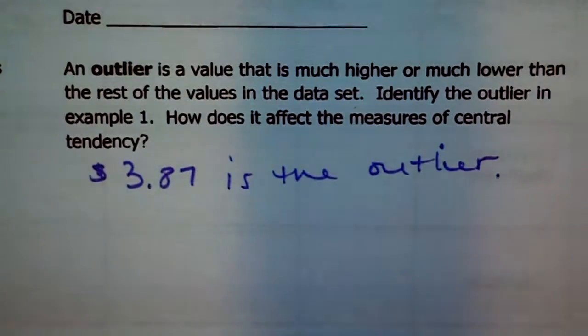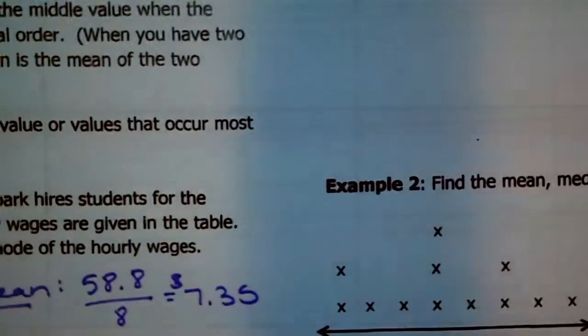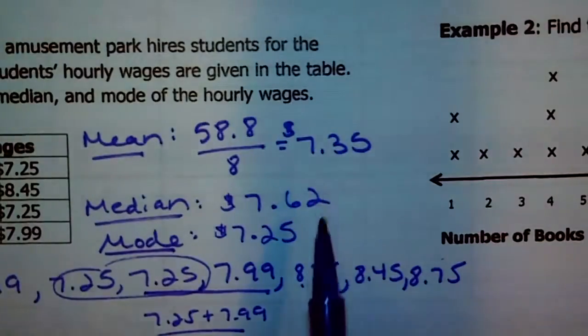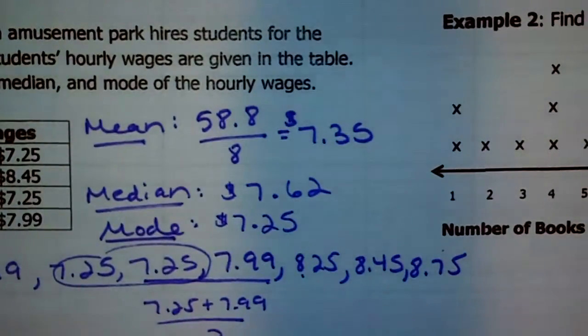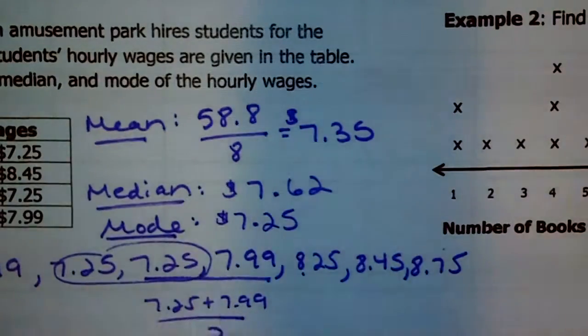And now I want to know, how does this affect the measures of central tendency? So this $3.87 pay rate, that is a lot less than all the rest. What impact does that have on the mean, the median, and the mode? So what we're going to do is take out the outlier to see what impact it made. And first, let's start with the mean.